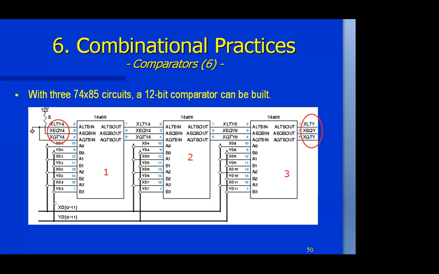Here we are going to apply your inputs. The inputs are applied as x and y. The size of x is 0 to 11, and the size of y is 0 to 11, that is x0, x1 up to 12 bits. That is, we are going to compare 12-bit x and y.